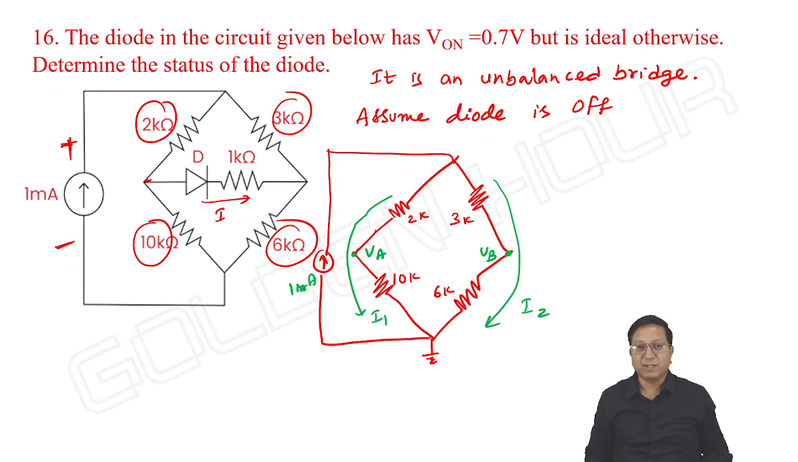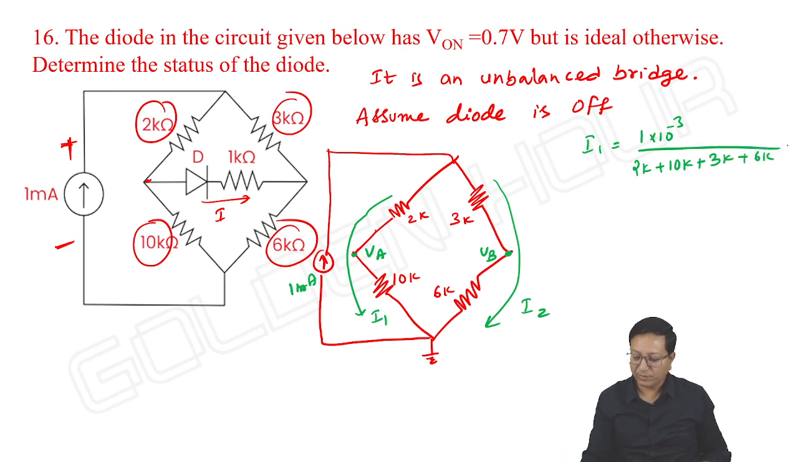If VA minus VB is greater than 0.7, then the diode will conduct. If VA minus VB is less than 0.7, the diode is off. That's it. It's as simple as that. Then how to find I1 and I2? Current division rule. So I1 is equal to 1 milliampere by all the resistors, 2K plus 10K plus 3K plus 6K.